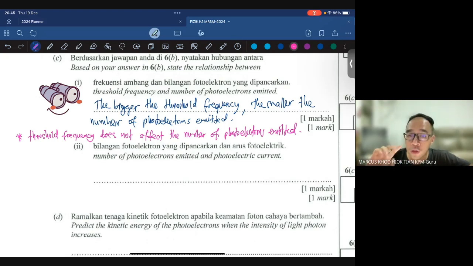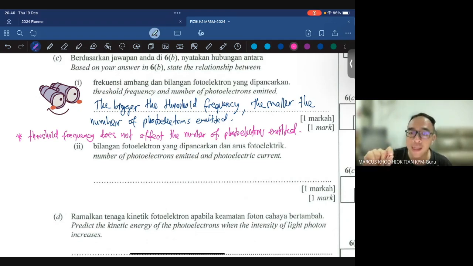But what you shouldn't be writing is both answers. Because if you write both answers, it's contradictory. One says there is a relationship, one says there is no relationship. It's better to write just the blue, even if it is wrong. It's better to write the blue than to write both.